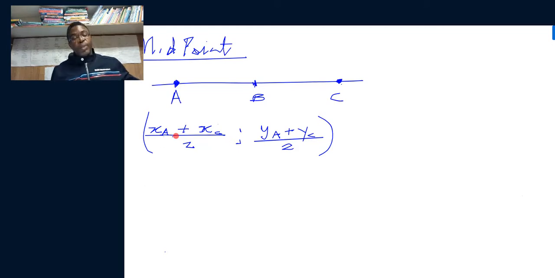We are still doing analytical geometry. Now I'm going to talk about two topics here: the midpoint and the distance formula. Just those two things. I'm going to try and explain this in a very clear way.